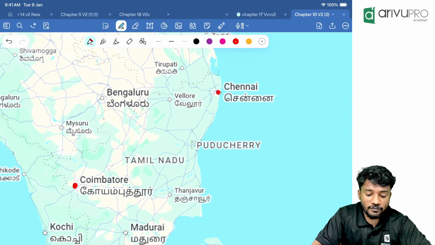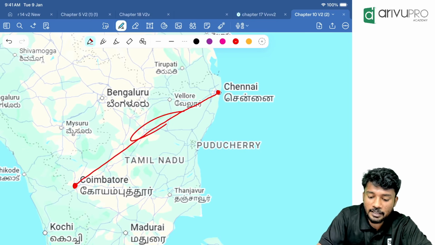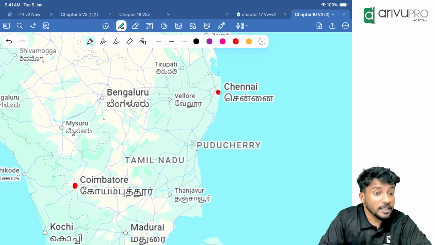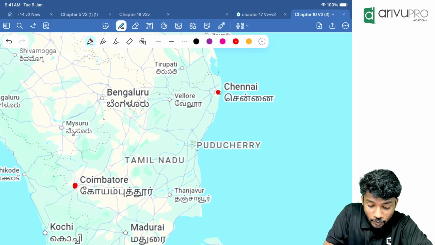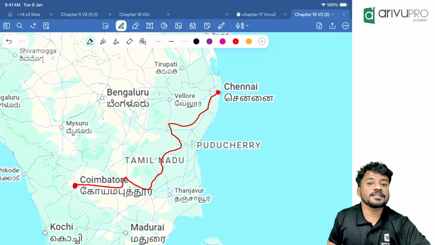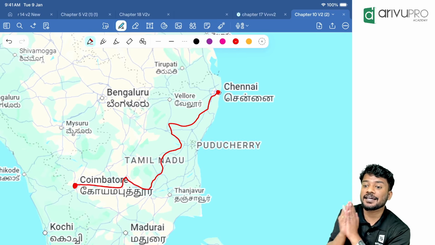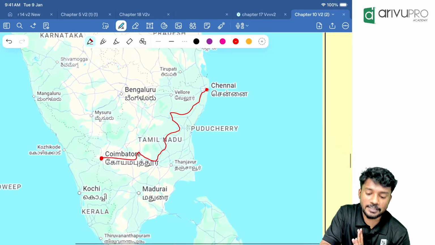Now, if I am finding the shortest distance, I will just draw one straight line. I'll get the shortest distance. But is there a straight line way? No. We will go this way, this way, this way, this way. That means total distance is always more. We need to add all the distances traveled by the person together. And at the end, we will get the total distance.